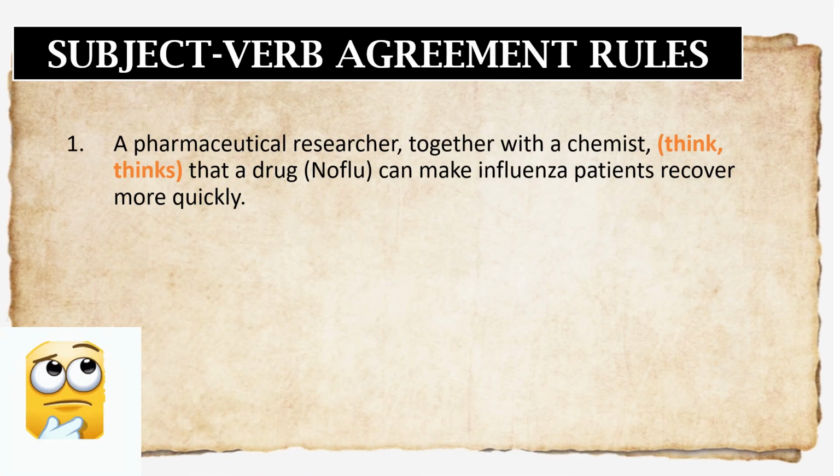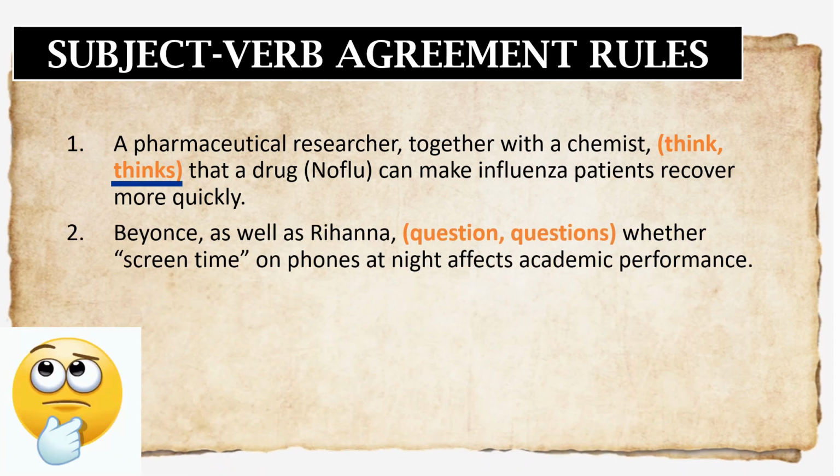Let's have the exercises. First, a pharmaceutical researcher together with a chemist thinks that a drug, NoFlu, can make influenza patients recover more quickly. What is our subject here? It is a pharmaceutical researcher, and this is a singular subject. Therefore, we need to use the singular verb thinks.